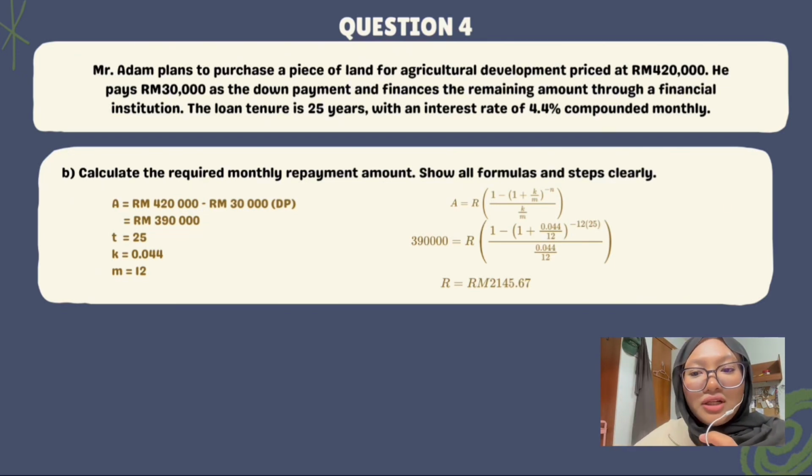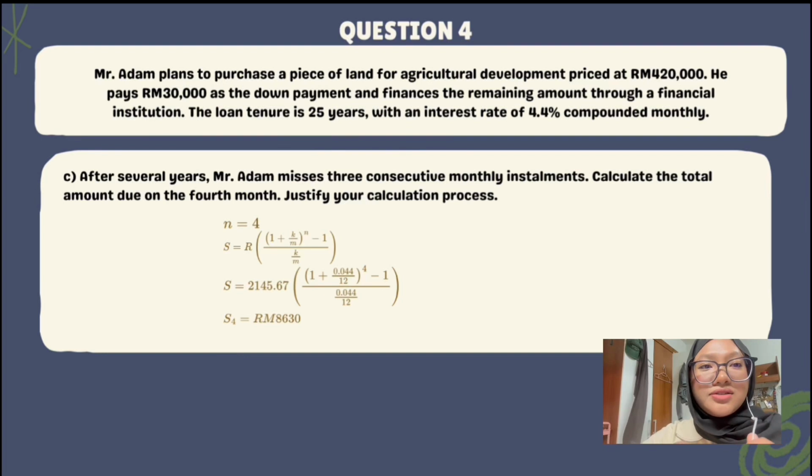Substitute all the values in the formula and the answer of R will be 2,145 and 67 cents. For question C, Mr. Adam used 3 consecutive monthly installments. He wants to pay the amount due on the 4th month. So we use the formula of future value, which you can see on the slide. We need to find the value of S.